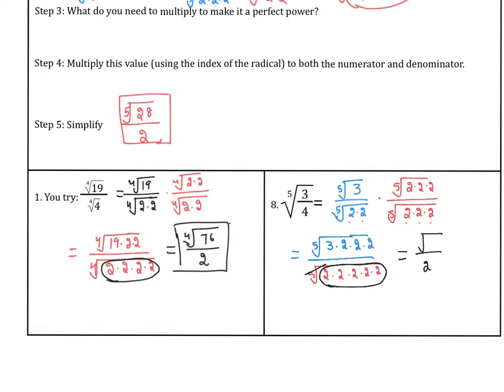And on the top, you can multiply all the numbers together. So 3 times 2 times 2 times 2. And that's going to be 24. So our answer is the fifth root of 24 divided by 2. And we removed the radical symbol from the bottom.